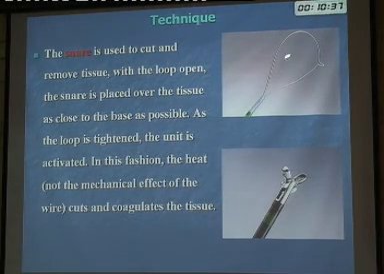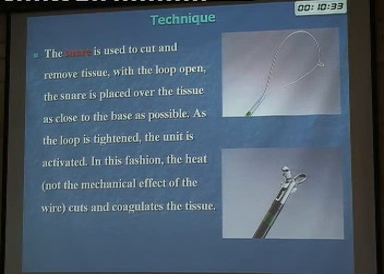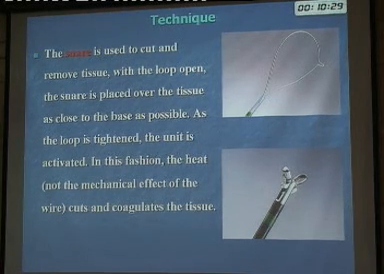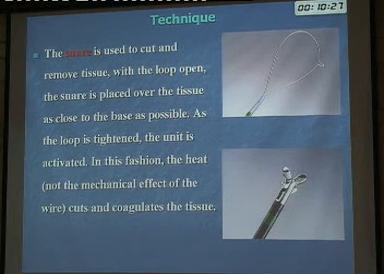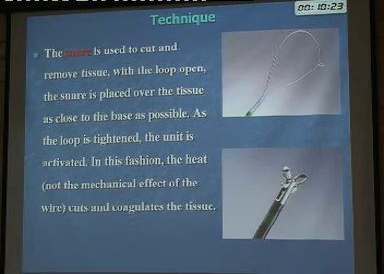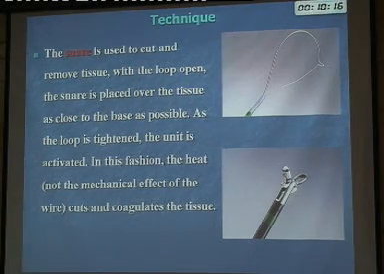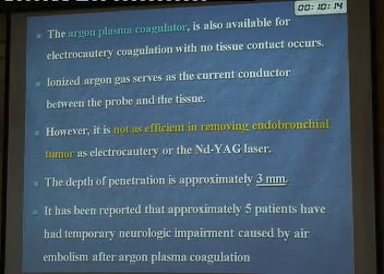However, the snare, as appears in this picture, is used to cut and remove tissue. With the loop open, the snare is placed over the tissue and closed as close to the base as possible. As the loop is tightened, the unit is activated. In this fashion, the heat, not the mechanical effect of the snare, cuts and coagulates the tissues.